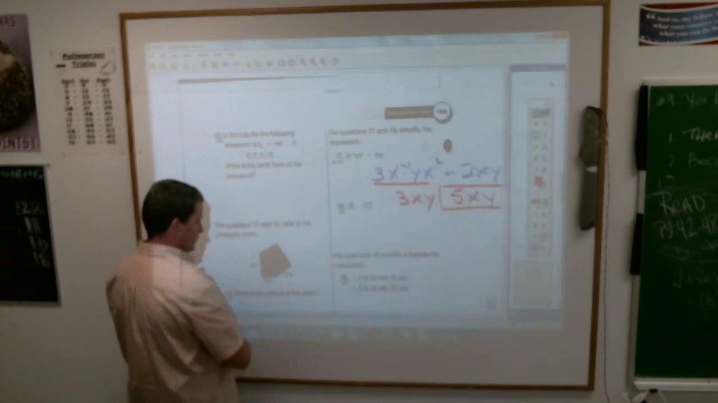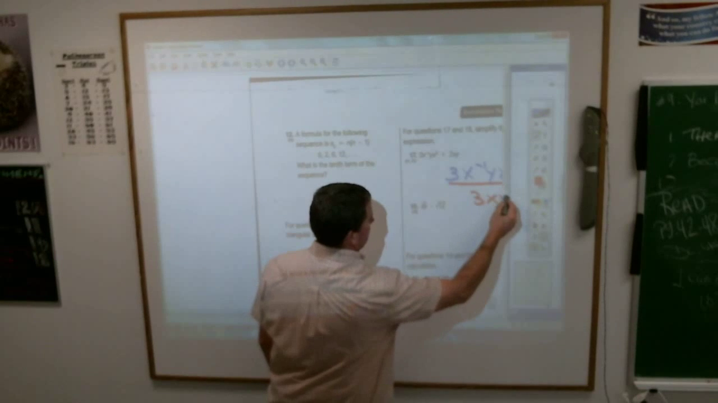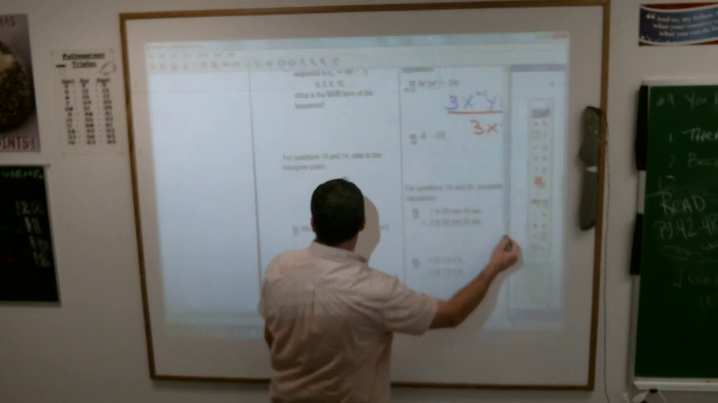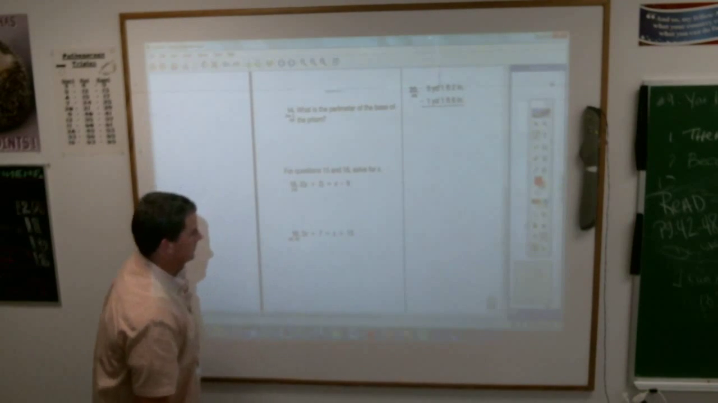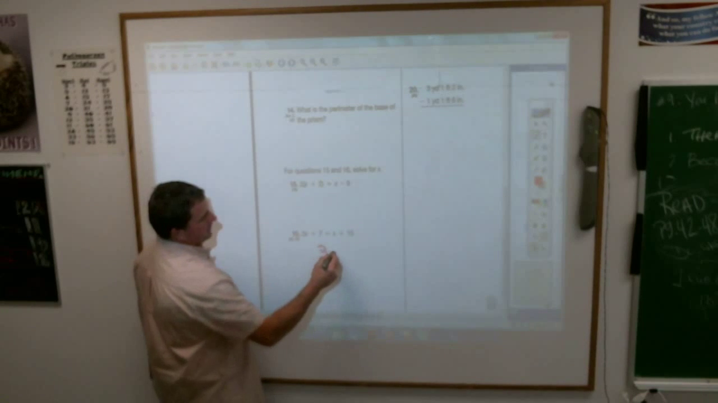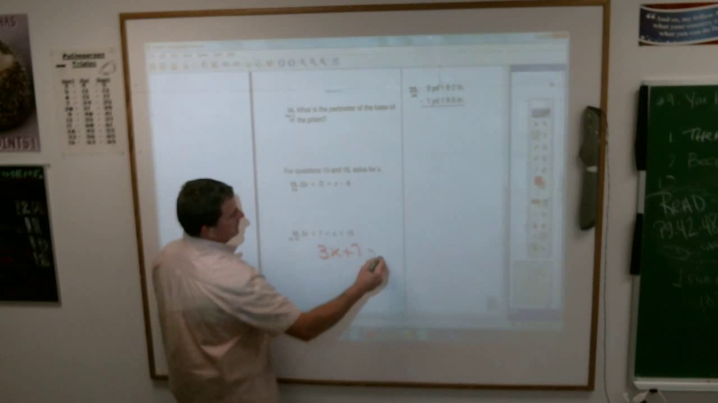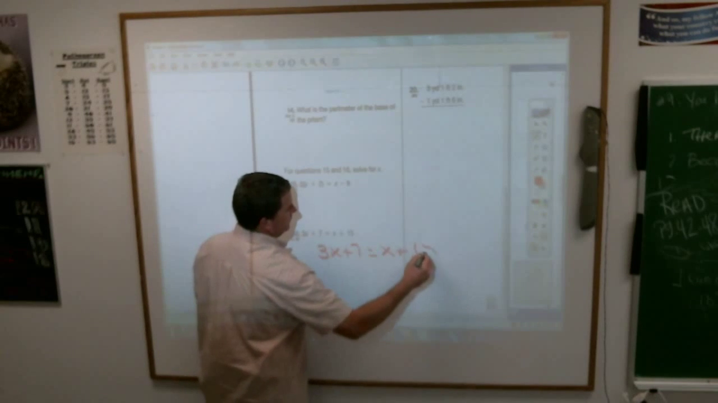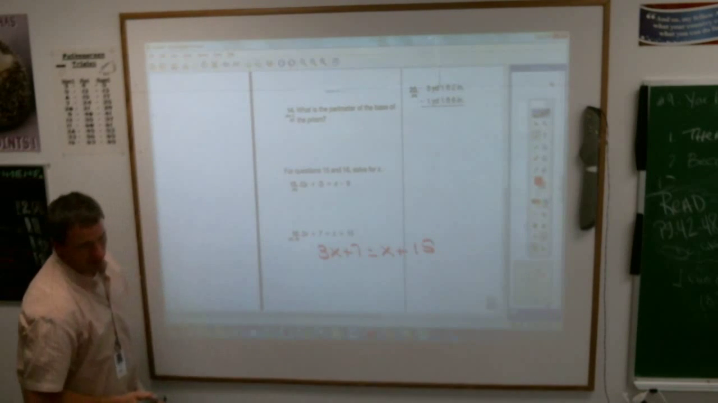Problem number 16. Please. Oh, this one here. Come on, children. This shouldn't be that bad. 3x plus 7 equals x plus 15. Maybe I read the wrong answer. How do you solve that?